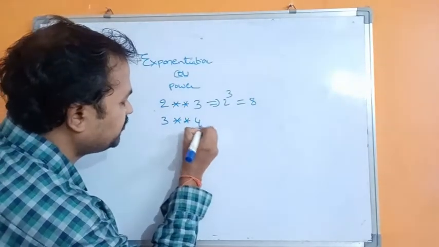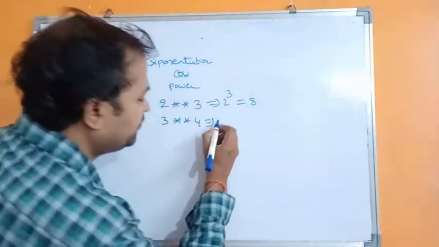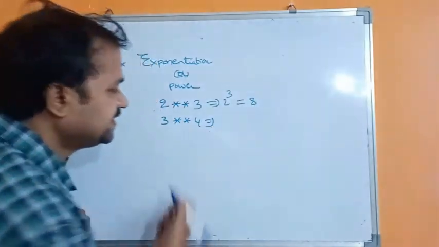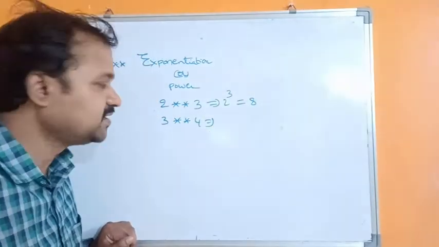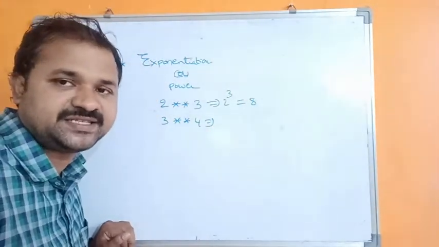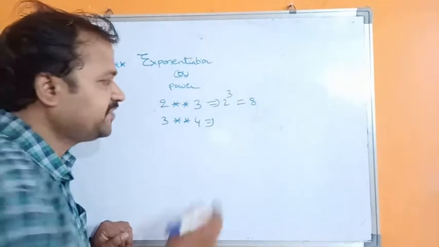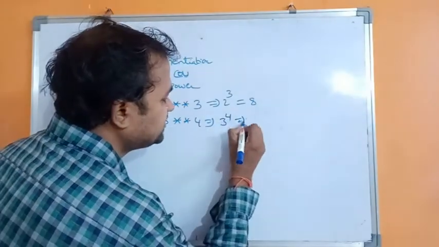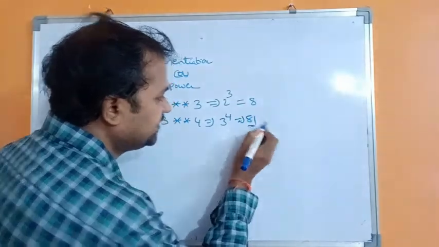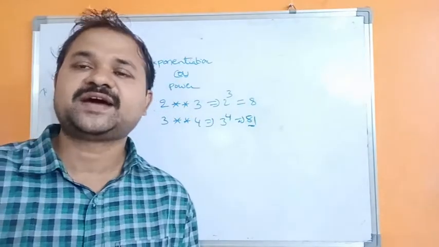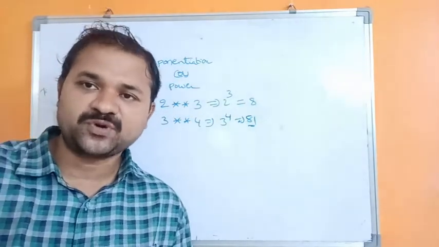Let's take one more example. 3 star star 4. That is nothing but 3 power 4. 3 square means 9. 3 cube means 27. Whereas 3 power 4 means 81 is the result. So this is about arithmetic operators in the Python programming language.